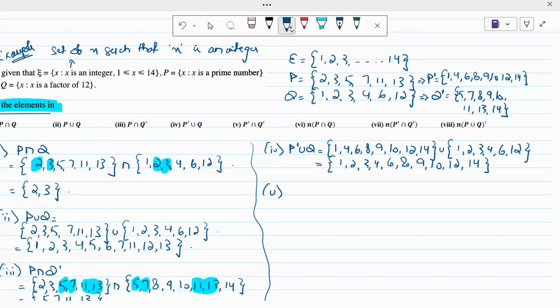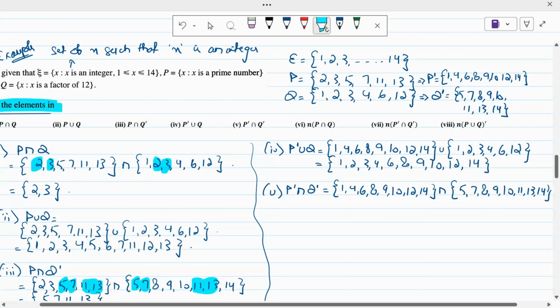Part 5. Now this time this is P complement intersection Q complement. We already have these sets P complement and Q complement, so directly write these sets. P complement is 1, 4, 6, 8, 9, 10, 12, 14. Intersection Q complement, it's 5, 7, 8, 9, 10, 11, 13, and 14.